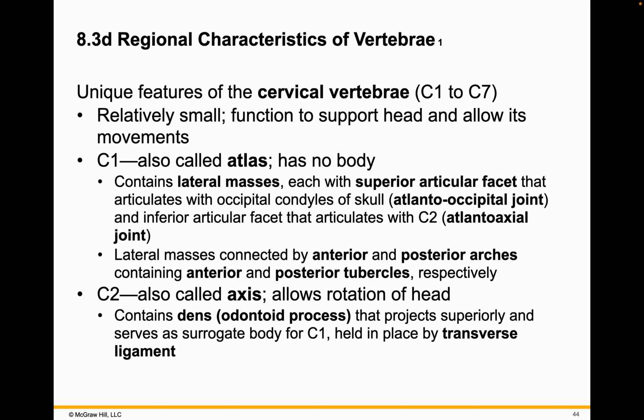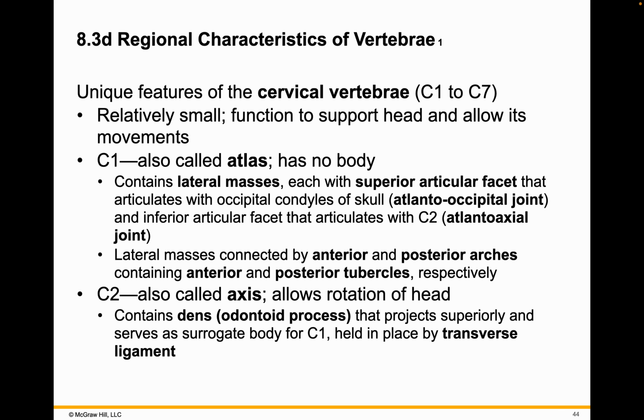Now, those are the general characteristics. Each region has some of its own unique features. In the cervical vertebrae, C1 through C7, C1 is also known as the atlas. It has no body. It has lateral masses and superior articular facets. And it forms a joint with C2 called the atlantoaxial joint. Lateral masses connect to the anterior and posterior arches, which contain anterior and posterior tubercles respectively.